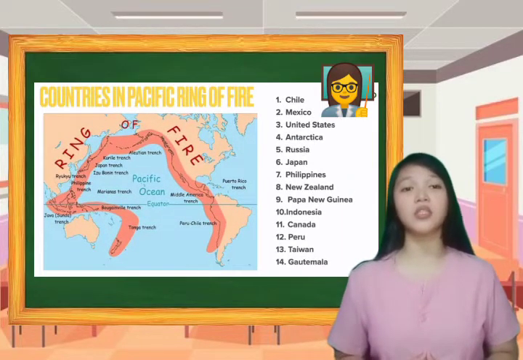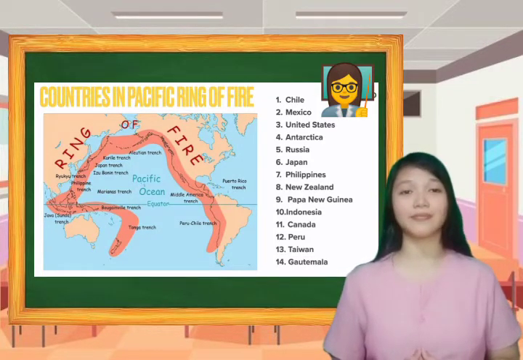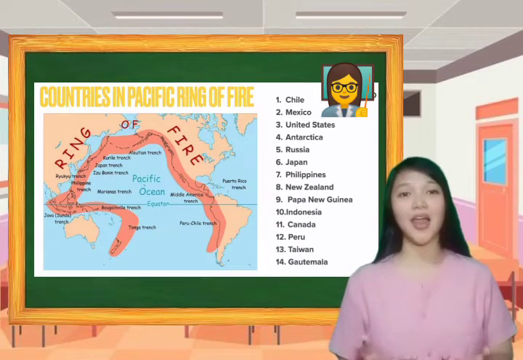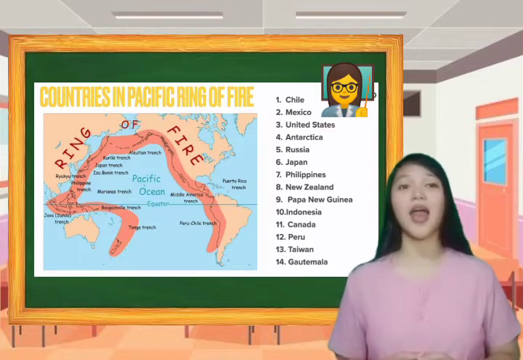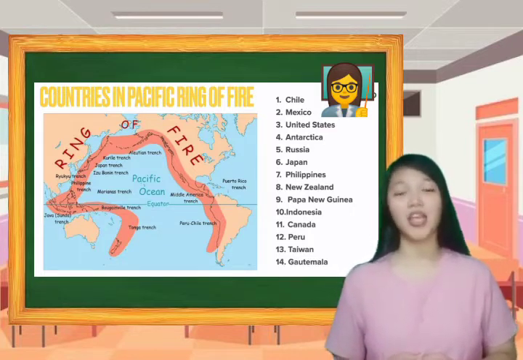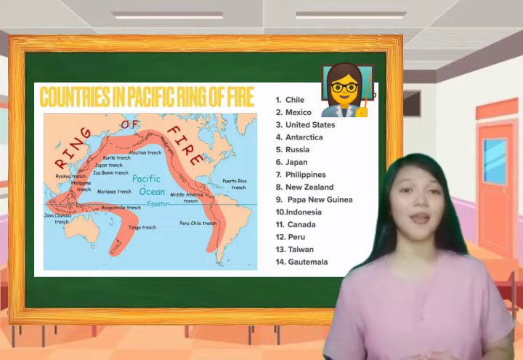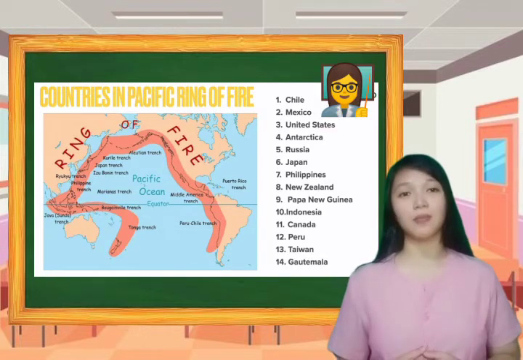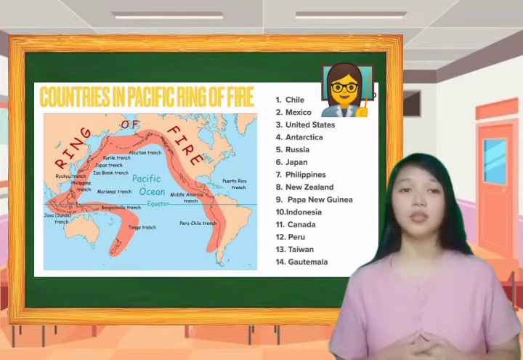Here are some countries that are also located in the Pacific Ring of Fire. Chile, Mexico, United States, Antarctica, Russia, Japan, Philippines, New Zealand, Papua New Guinea, Indonesia, Canada, Peru, Taiwan, and Guatemala.